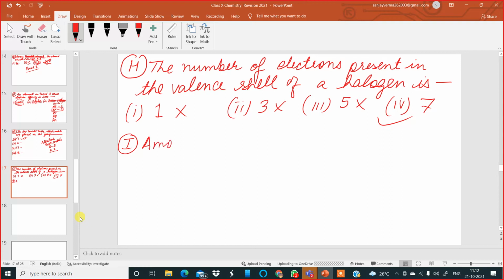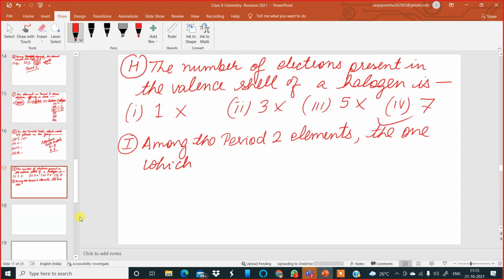Among the period 2 elements, the one which has high electron affinity. One which has high electron affinity. Again, it is a similar question which I've already done that time. Okay. Now I'm changing the order.